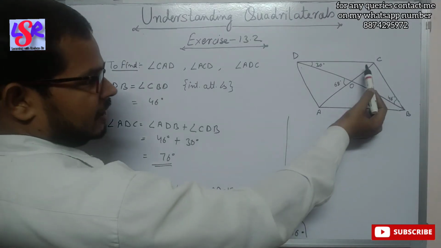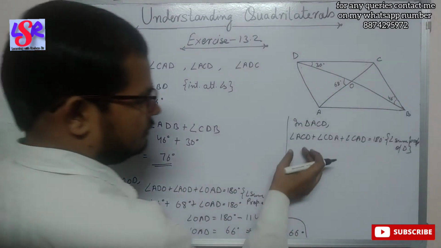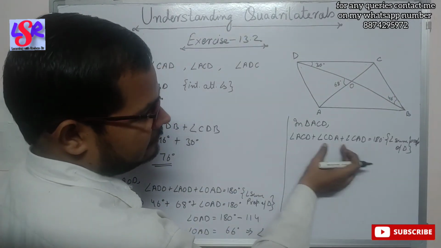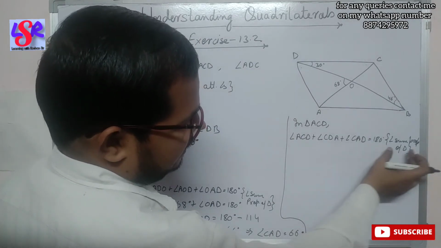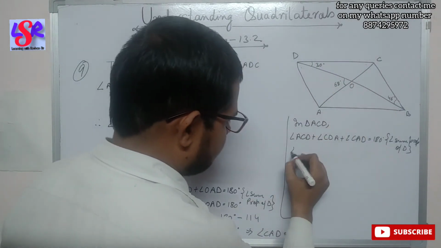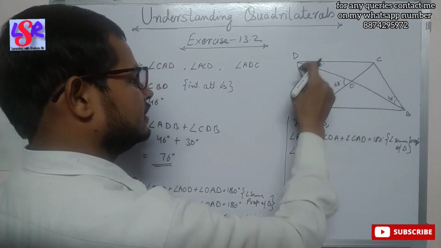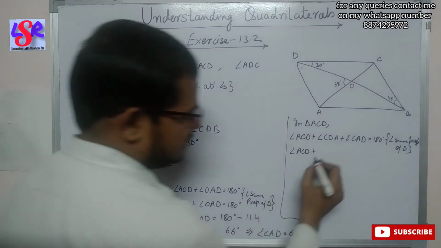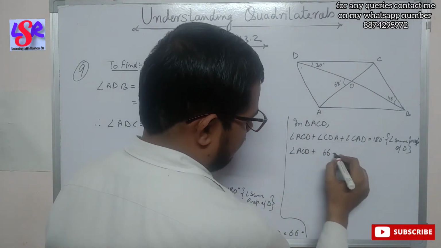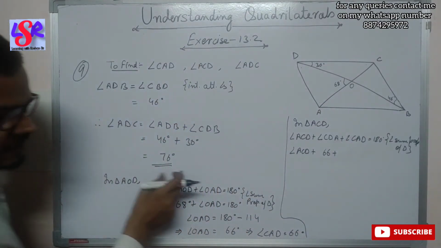Then we have to find out the angle ACD. So in triangle ACD, we have angle ACD plus CDA plus CAD equals 180 degree by angle sum property of triangle. Now ACD we have to calculate plus CAD we have just calculated 66 degree. CDA we have got over here as 76 degree.